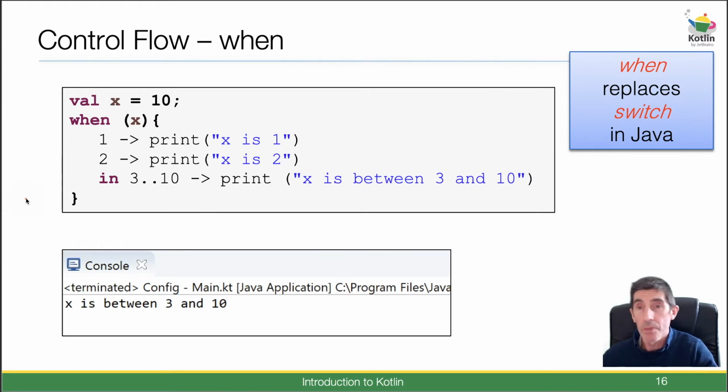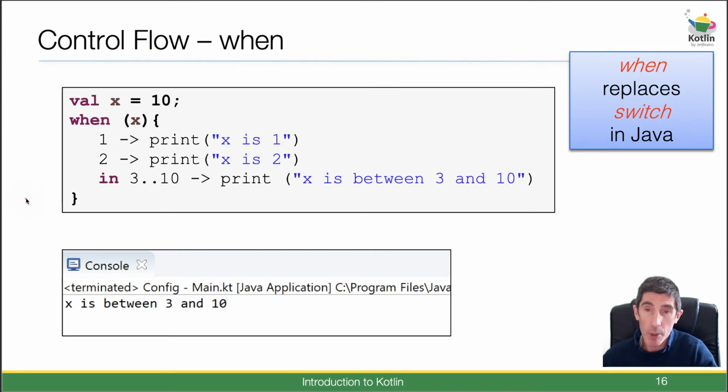If it's 2, print out x is 2. And you can actually do ranges. We will look at ranges in more detail later on, but in this little example, we can say if that value x is between 3 and 10, invoke that statement, print x is between 3 and 10. Again, very neat, very concise, and a lot easier to add to if you compare that to the equivalent of a switch statement.